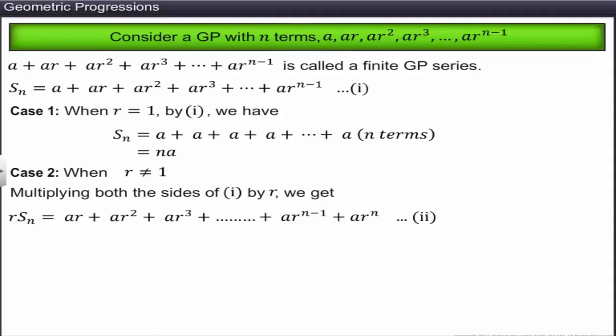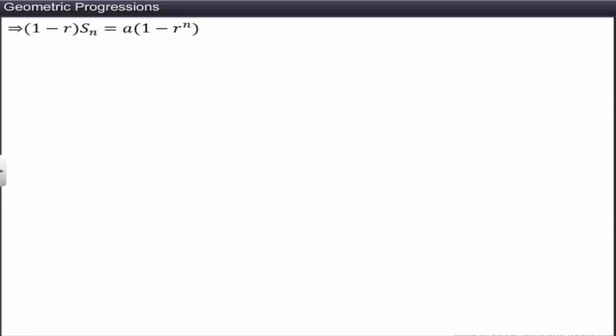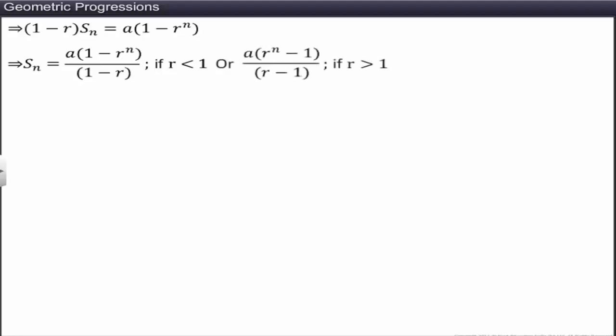Now, subtracting equation 2 from equation 1, we get Sn minus r into Sn is equal to a minus a into r raised to the power of n. This further implies 1 minus r into Sn is equal to a into 1 minus r raised to the power of n, or Sn is equal to a into 1 minus r raised to the power of n divided by 1 minus r if r is less than 1, and a into r raised to the power of n minus 1 divided by r minus 1 if r is greater than 1.